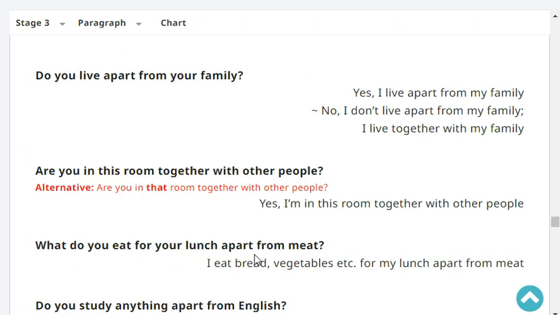What do you eat for your lunch apart from meat? I eat bread, vegetables, etc. for my lunch apart from meat. Very good.